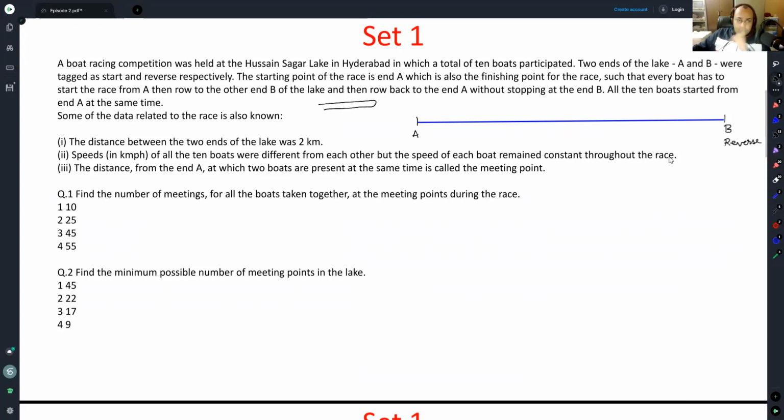Some of the data related to the race is also known. The distance between the two ends of the lake was 2 kilometers. Speeds in kmph of all the 10 boats were different from each other, but the speed of each boat remained constant throughout the race. Okay, so 10 different speeds.